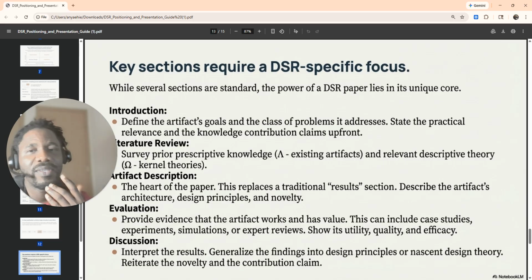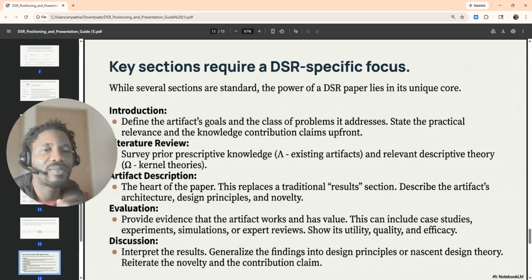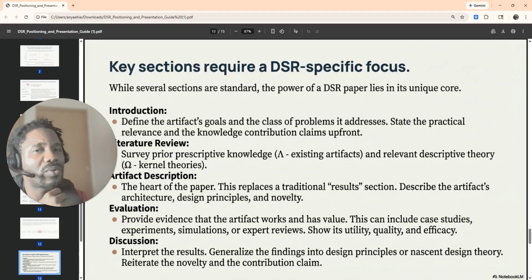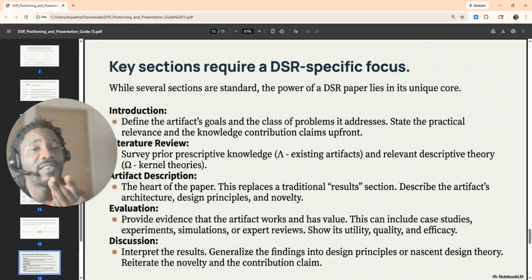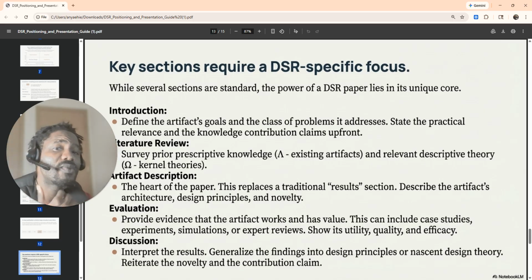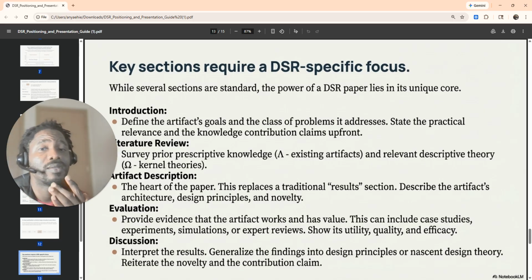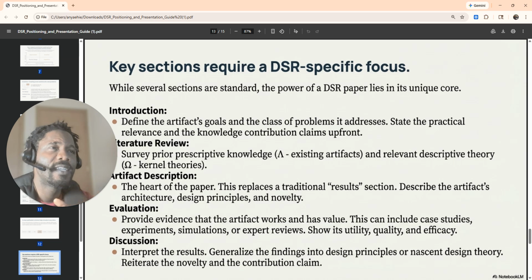The artifact description is the heart of your paper. This replaces traditional results sections, describes the architecture and design principles and evaluation. You must provide evidence. Does it work? Is it useful? This is just irrelevant. You have to say, does it solve the problem? Providing the evidence. Interesting.